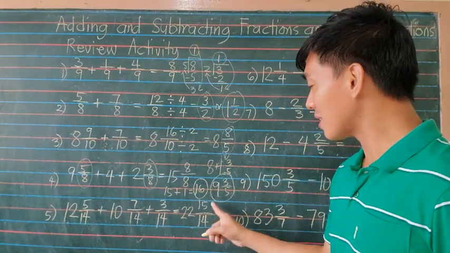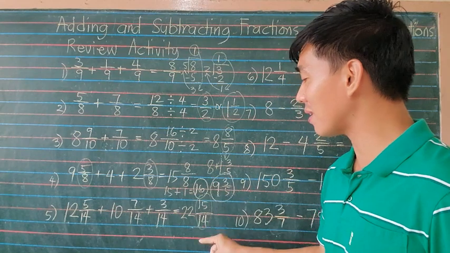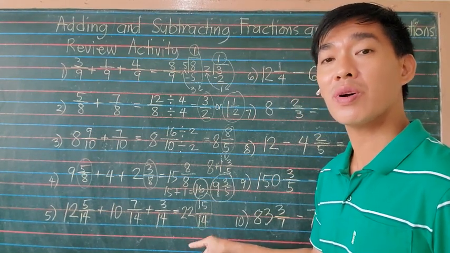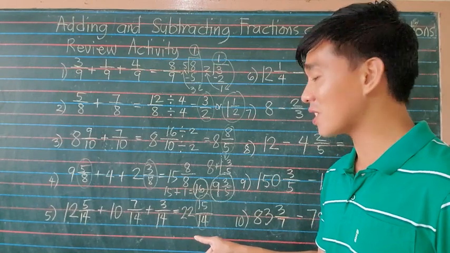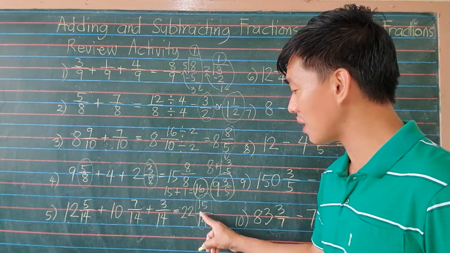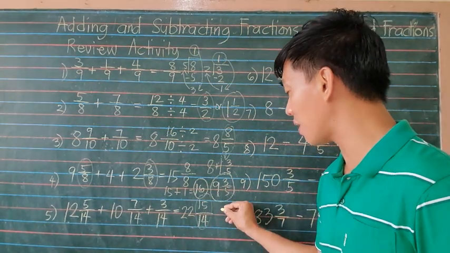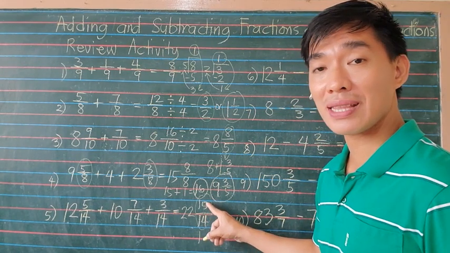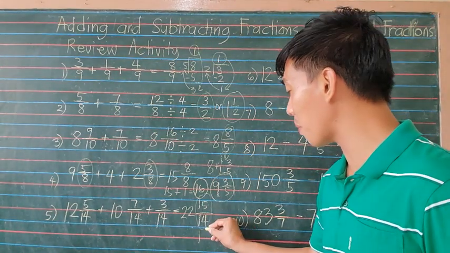So, in this case, yung fraction naman po natin is improper. So, we have to change it into, or we have to express it into a mixed number. Ilang 14 po yung makukuha natin sa 15? 15 divided by 14, that is equal to 1. Now, ilan po yung matitira pag kinuha natin ito ng 14? Of course, may matitira pa pong isa.